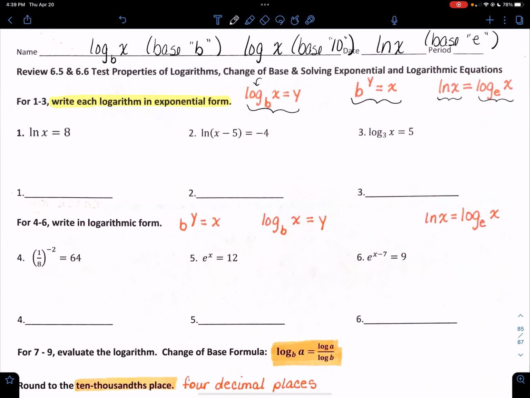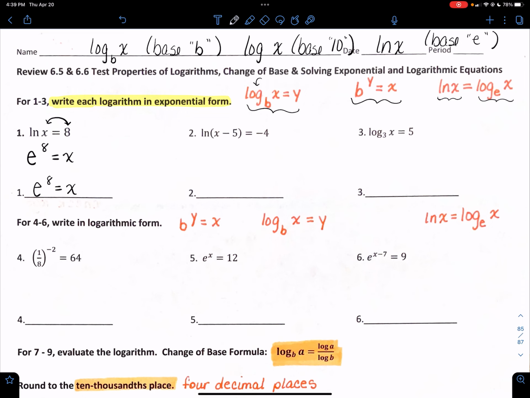E is an irrational number. All right, so on number 1, we are going to convert this into exponential. It is a natural log, so natural log has a base of e. And then the argument and the exponent, the answer, they will switch place. So I have e to the 8th power is equal to x. And that's all we're doing with these ones. We are converting from one form to the other.